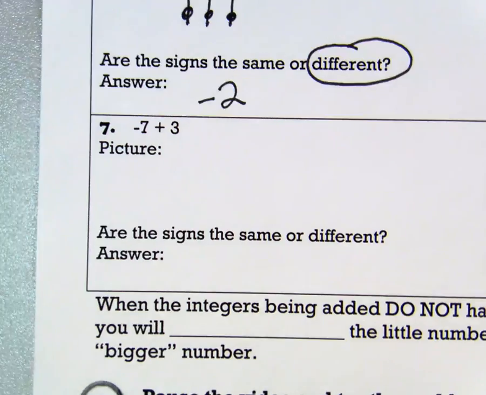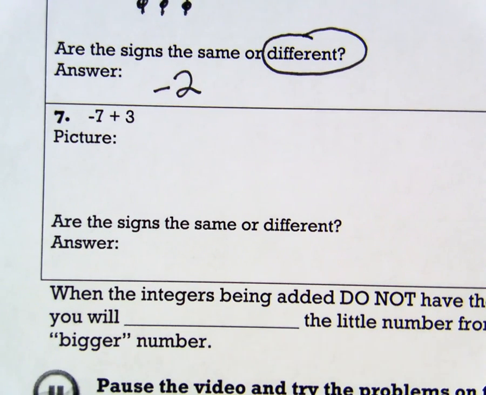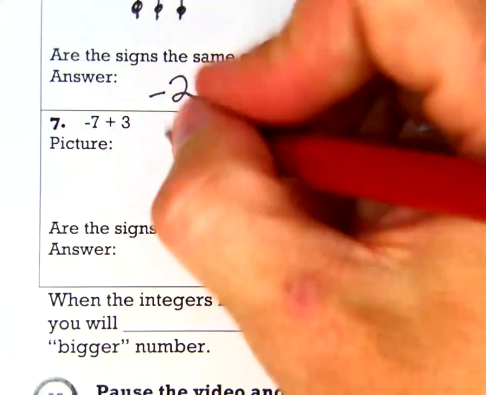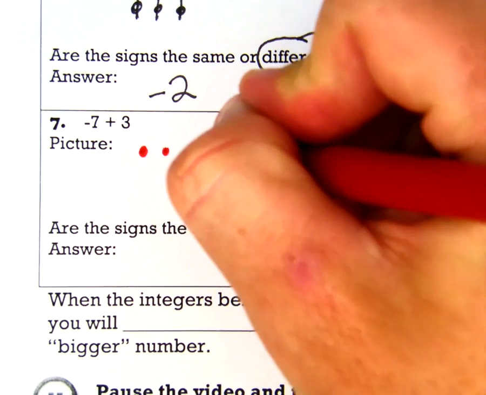Let's try another one. Number 7, we have negative 7 plus 3. I'm going to go ahead and do 7 negatives.